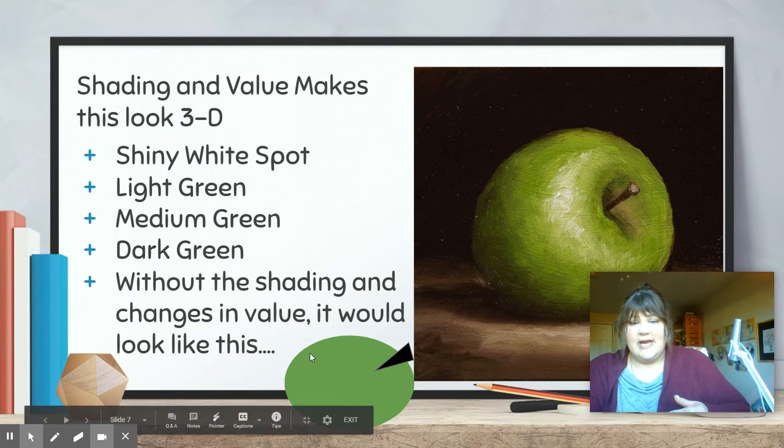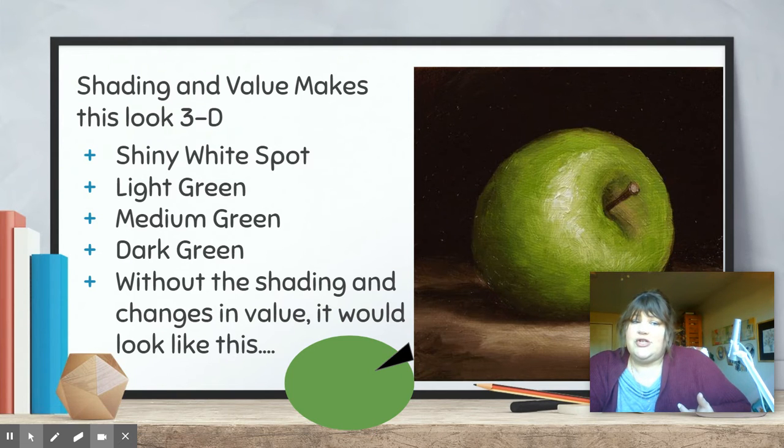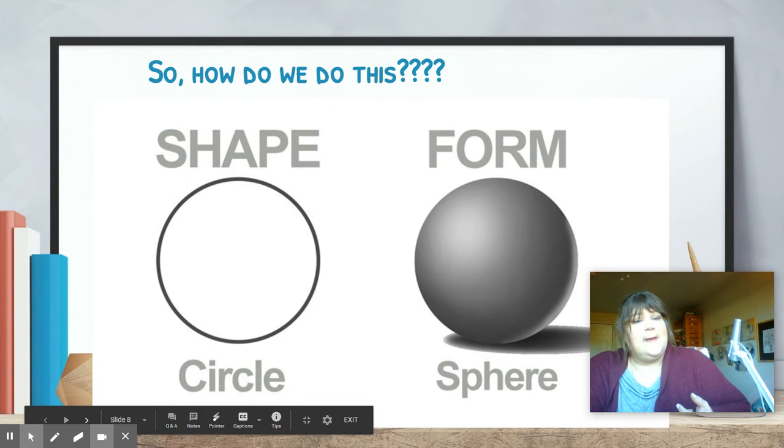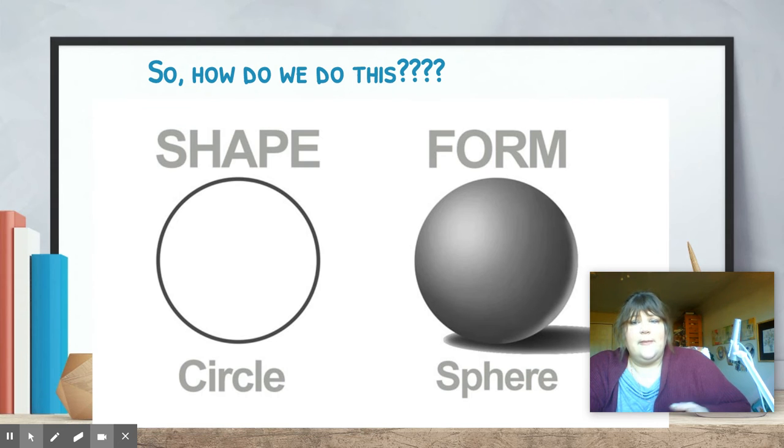If we didn't have the shading, that form, or the illusion of the form, would just look like a flat oval with a triangle sticking out of it, if we just think about the shapes. So shading can do a lot to change the shape to a form, which is what we're going to work on today. How are we going to do it? How are we going to make this magic happen? Well, like I said, we're going to use oil pastels.